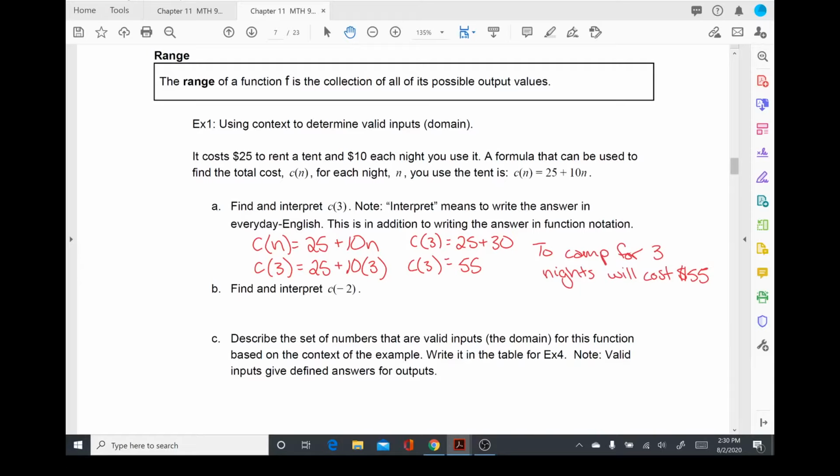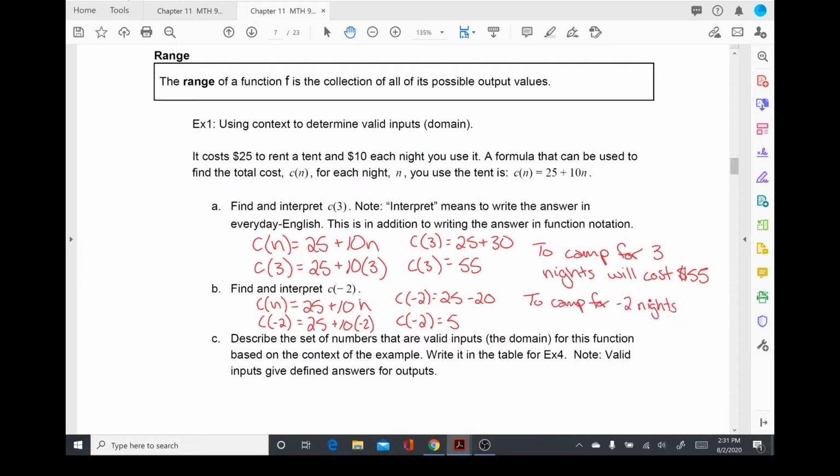Find and interpret C of negative 2. Remembering to write the equation and the variable this time. C of negative 2 equals 5. And if we were to interpret this, it's going to be a little bit more difficult. What does it mean to camp for negative 2 nights? That's what it's saying. To camp for negative 2 nights.